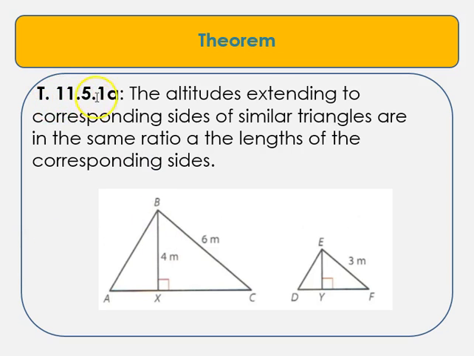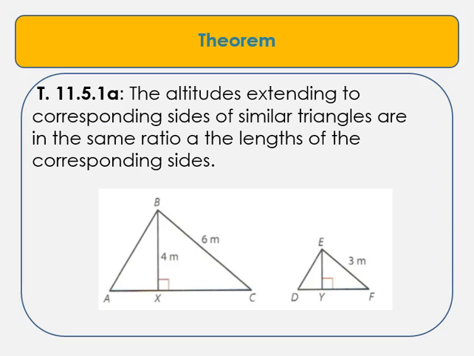Theorem 11.5.1a. The altitudes extending to corresponding sides of similar triangles are in the same ratio as the lengths of the corresponding sides. So what we're now getting down to is the fact that by definition, the sides of similar triangles are proportional. All we need to know is that the similar triangles are proportional, and then we can use those same proportions to solve all the other pieces of the triangles.